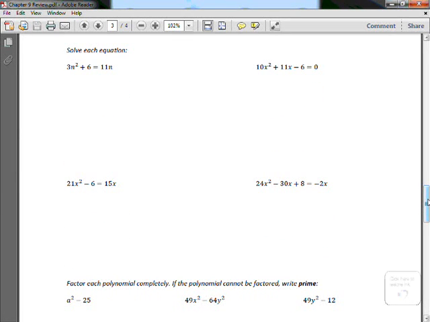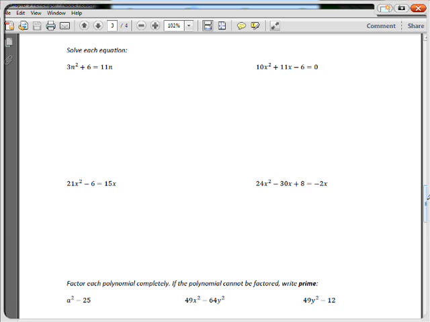Next, solving equations. We have to solve these equations by factoring, the same as before, except this time we'll have to use different factoring techniques. Need to get 0 on one side. So I need to subtract 11n to do that. We'll be left with 3n squared minus 11n plus 6 is equal to 0. Now I can factor this left side.